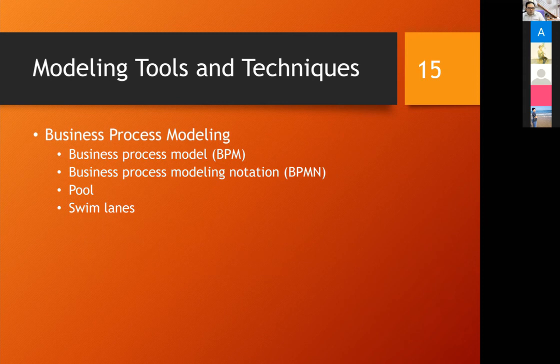What are examples of business process modeling tools? We may use business process model, or BPM. We may use business process modeling notation. We may use pool diagrams or swim lane diagrams to show business processes in the system, related to the system, or outside the system but within the organization.